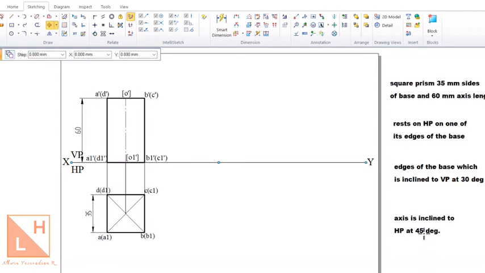In the question also it was mentioned the length of the axis is 60 millimeters. So this length remains as true length, and we don't find any apparent angle given here. So this angle is also a true angle. So we can directly incline this axis at an angle of 45 degrees in the next position. The question says it is resting on one of the edges of the base on HP. If you have a look at this condition, it says that the square prism is resting on HP on one of its edges of the base.